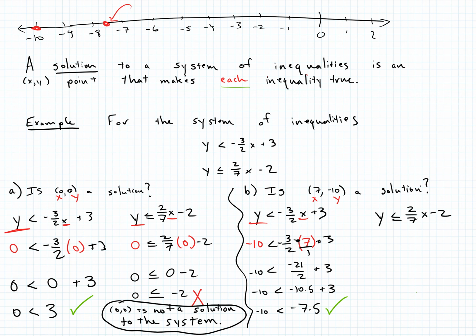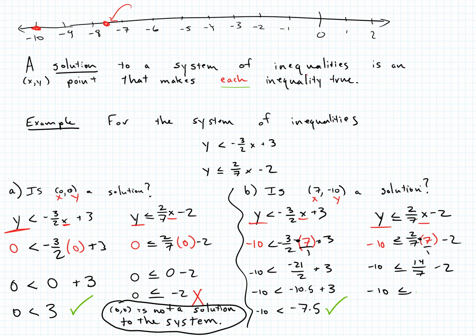Let's see how you did. So you're going to replace y and x with negative 10 and 7. This is negative 10 less than or equal to 2 over 7 multiplied by x, which is 7, subtract 2. So we get negative 10 less than or equal to, again, multiply the top of the fraction. 2 times 7 is 14, all over 7 times 1, which is just 7, subtract 2.